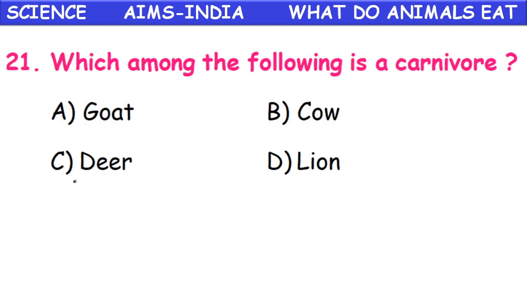Which among the following is a carnivore? Goat, cow, deer, lion. The first three are herbivores. So, lion is a carnivore.